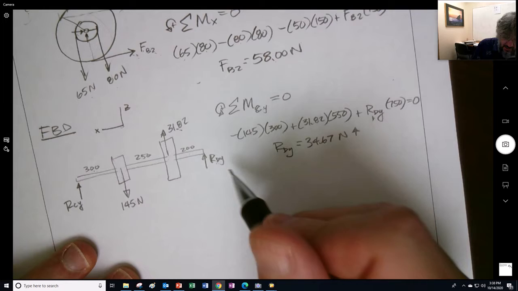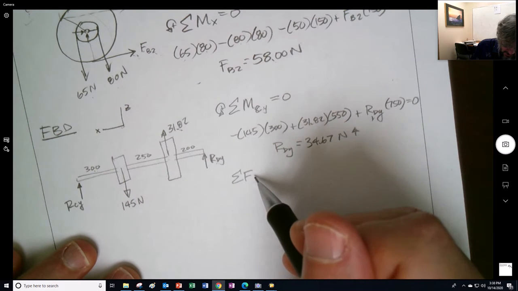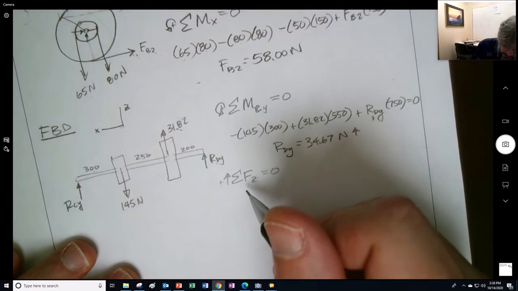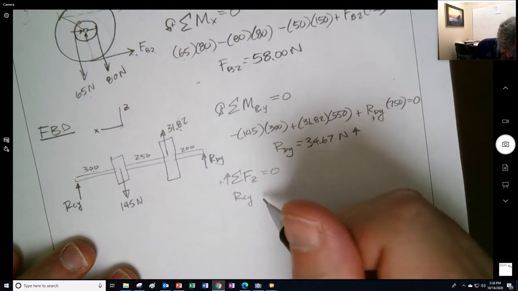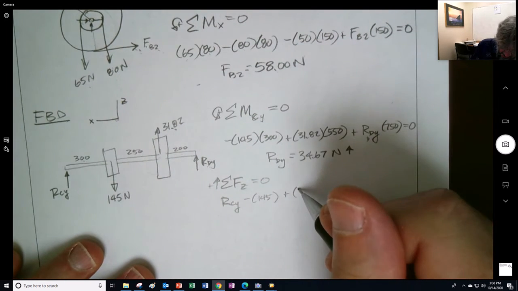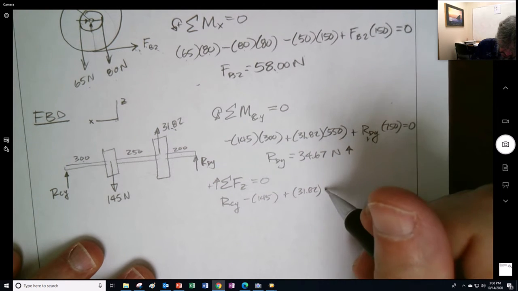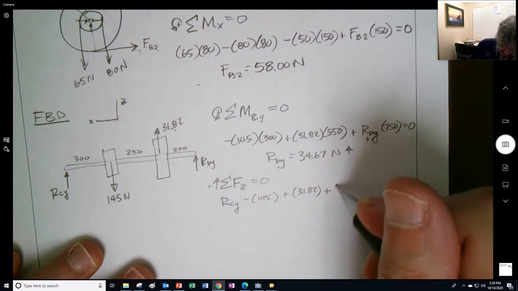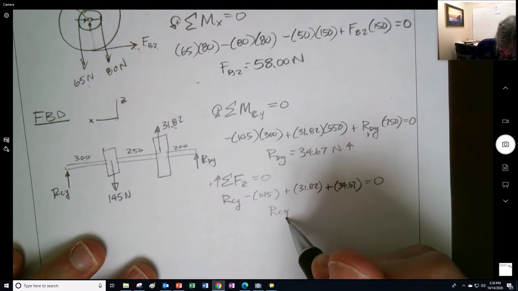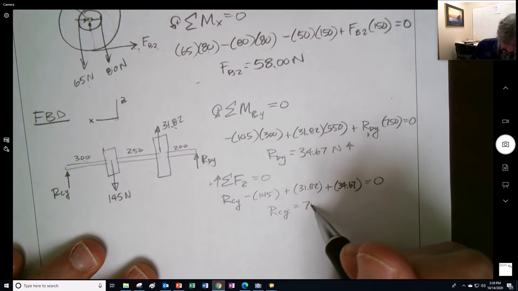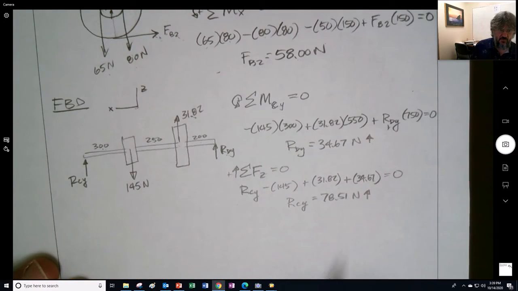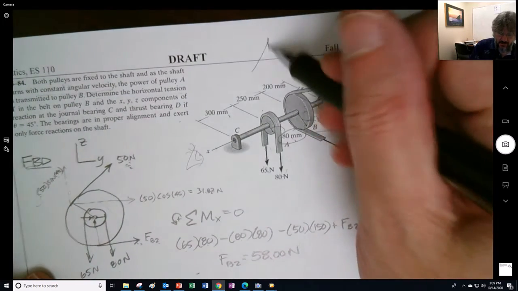And we want to find what the other guy is, so we take the sum of the forces in the Z direction, which happens to be that a ways in this view. And we say RCY, so racy, minus 145, and then plus our 31.82, and then plus our 34.67 equals 0, and we get a racy reaction as 78.51 newtons upwards. That's in one plane. Now we need to look down at the thing.